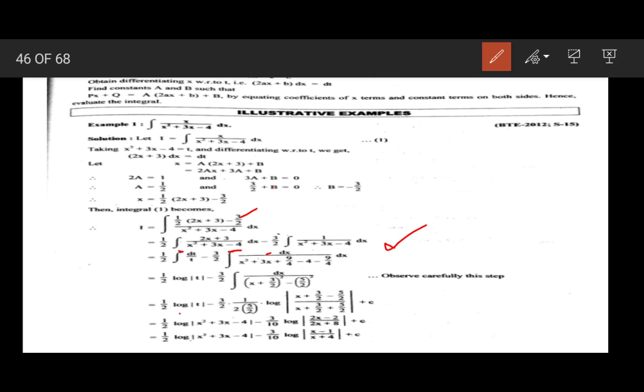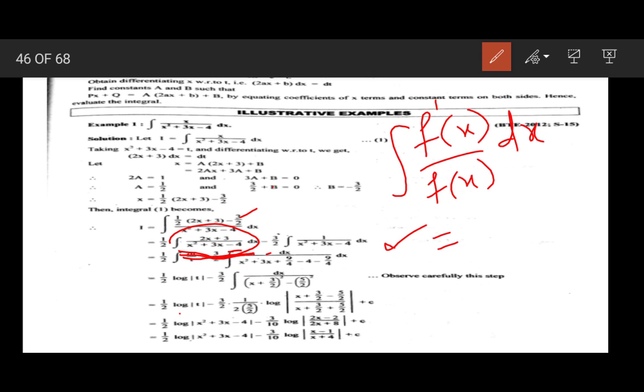Okay. Now the first side, this side, numerator is the exact derivative of denominator, right? It is in the form of integral f dash x upon f of x dx, and that is equal to log f of x plus c. Okay. Integral f dash x upon f of x dx, that is equal to log f of x plus c.